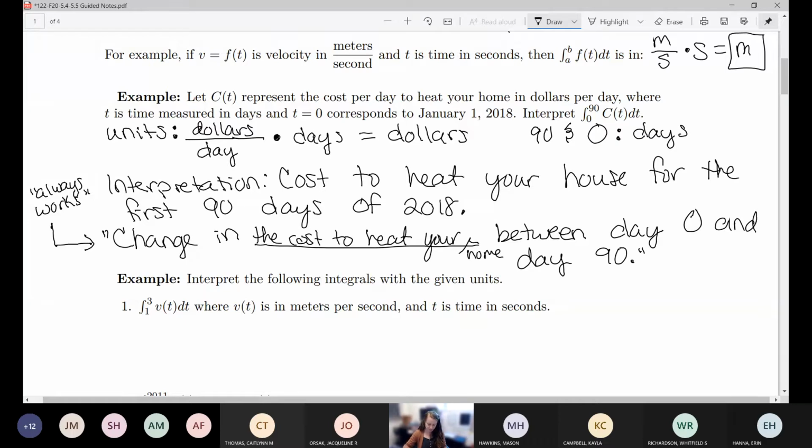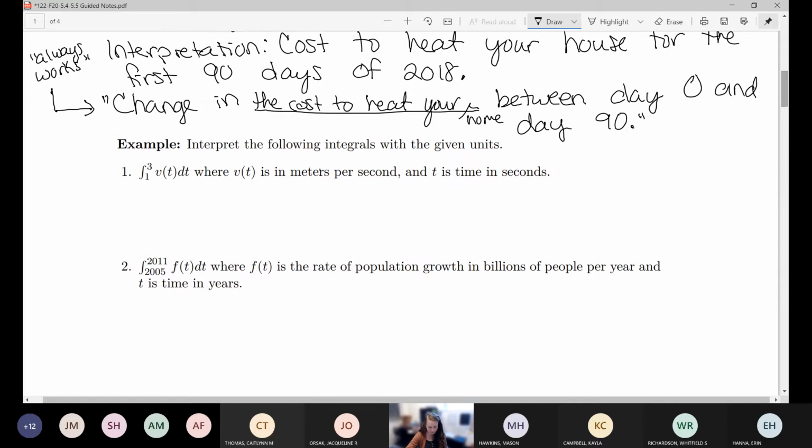Anyway, let's do a couple more of those to get that settled underneath our belt here. Are there questions on that one before I go to the next two? Okay.